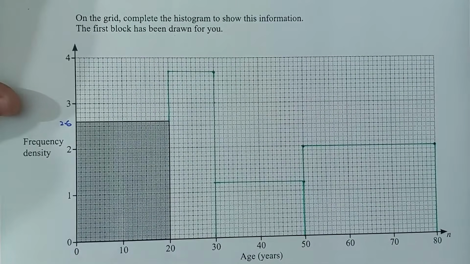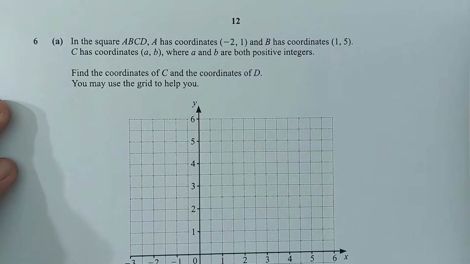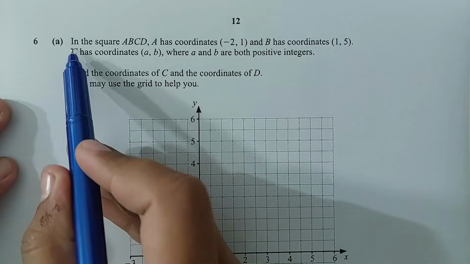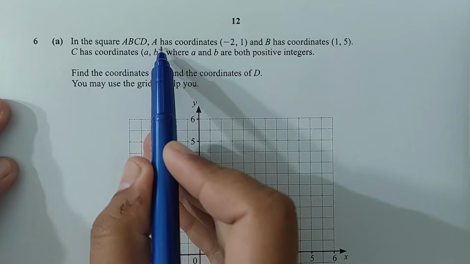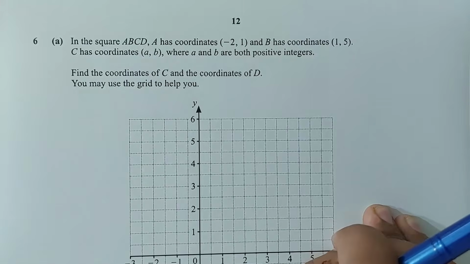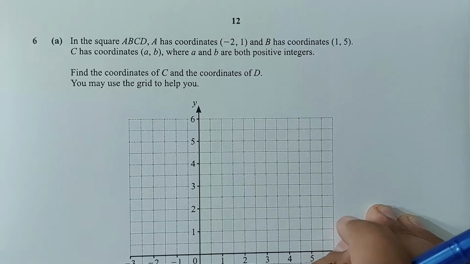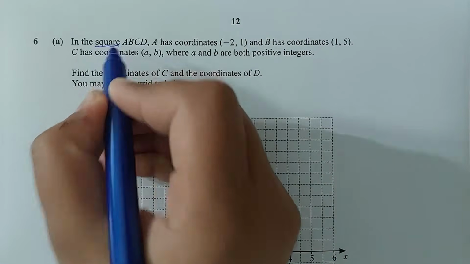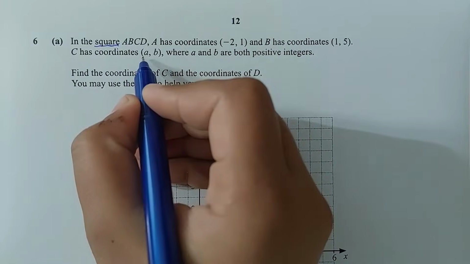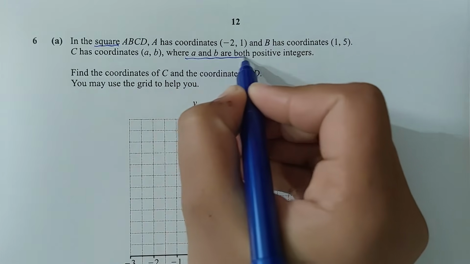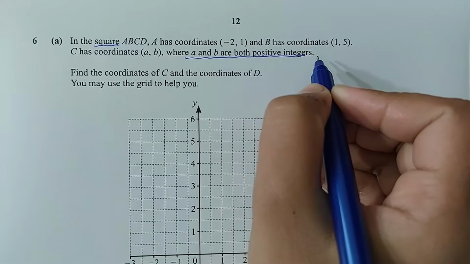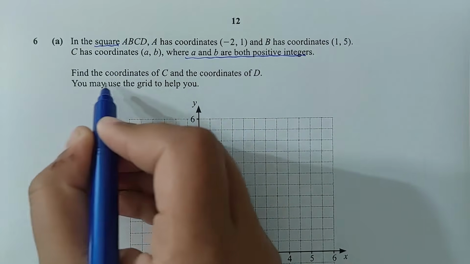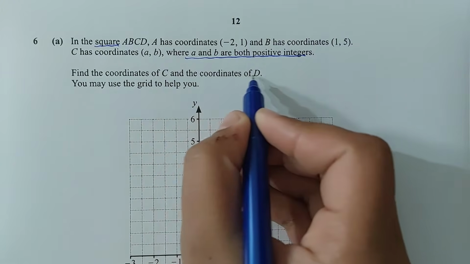So this is the shape of the histogram. Question number 6, part A. In the square ABCD, A has coordinates (-2, 1), B has coordinates (1, 5), and it should be a square, right? C has coordinates (a, b) where a and b are both positive integers. It should lie in the first quadrant. Find the coordinates of C and the coordinates of D.